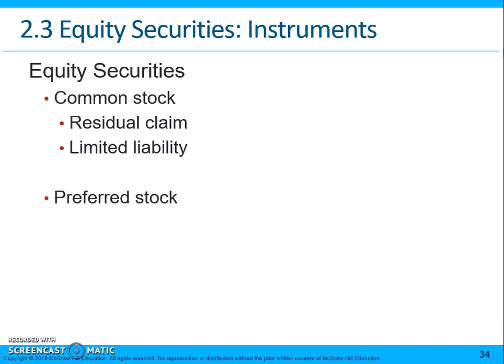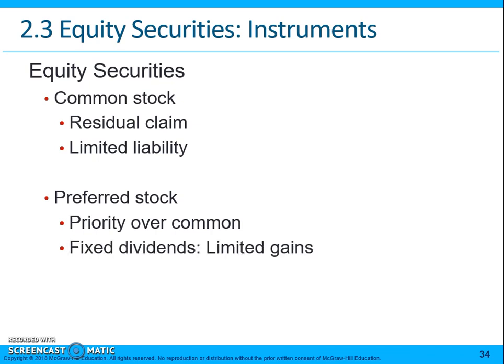Preferred stock has priority to common stock, meaning that preferred stockholders have to get paid first. So the order of priority would be debt holders, preferred stock, and then whatever's left over would go to common stockholders.